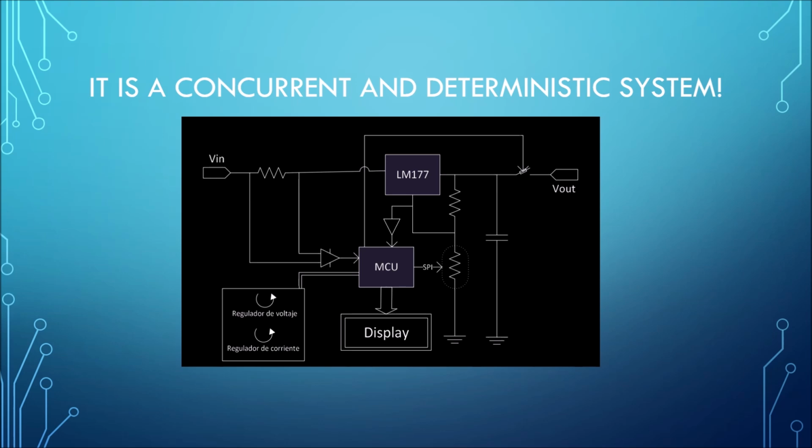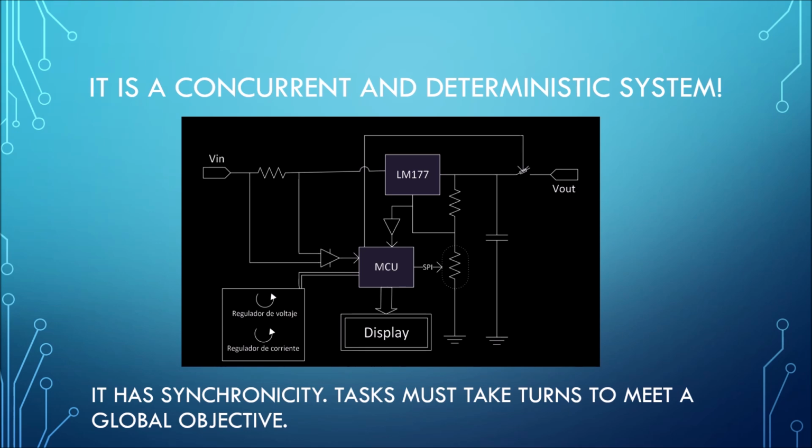The proposed source control is a concurrent system, since there are several processes or tasks that overlap or superimpose one another. For example, while the value of the SPI resistor is modified, the current that flows through the load is measured and monitored. It is also a deterministic system, since it must produce the expected results, that is, there is no randomness in the voltage or current in the load. It must have synchronicity, since each task must do a part of all the work, but at the same time, they must allow others to be executed. That is, they must take turns to complete the entire process.